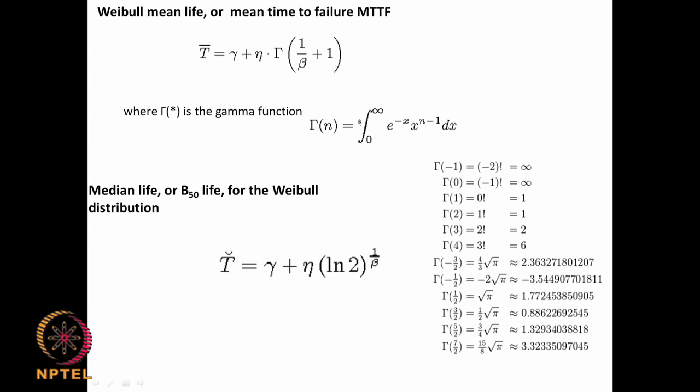So, this gamma function is given by integral 0 to infinity e to the power minus x, x raised to the power n minus 1 dx. You do not get scared by this. Depending upon the term inside, we will know what is the gamma function value using this table. For example, gamma 1 is 1, gamma 2 is 1, gamma 3 is 2, gamma 4 is 6 and so on actually. The median life or B50 life for the Weibull distribution is given by gamma plus eta times (ln 2) raised to the power 1 by beta.